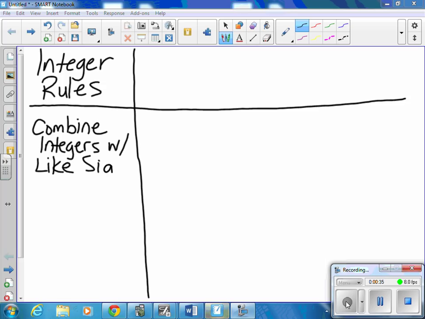And by like signs, we mean they're both positive numbers or they're both negative numbers. And by combining, we mean adding or subtracting depending on what the problem is about. But in order to do this, there are 3 steps that you must take into consideration. The very first thing you must do, if there is one there, is to eliminate double signs. Eliminate means to get rid of. So eliminate your double signs.